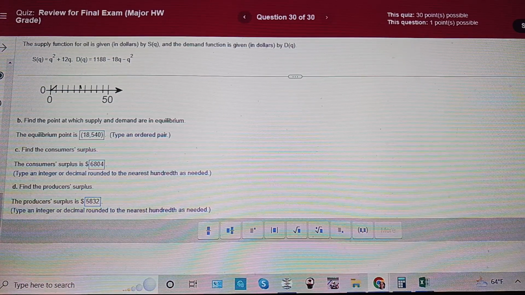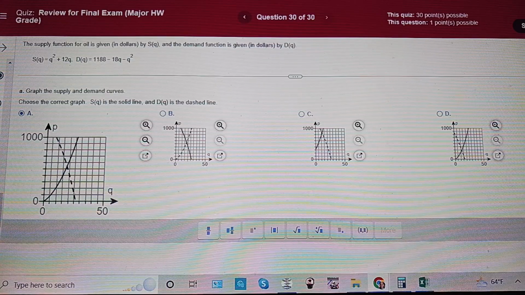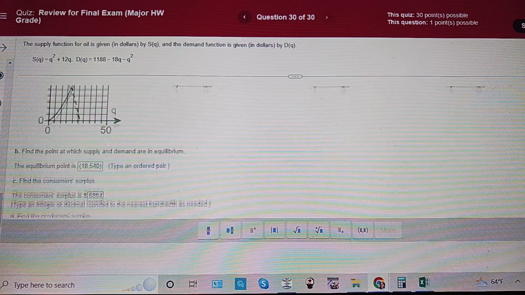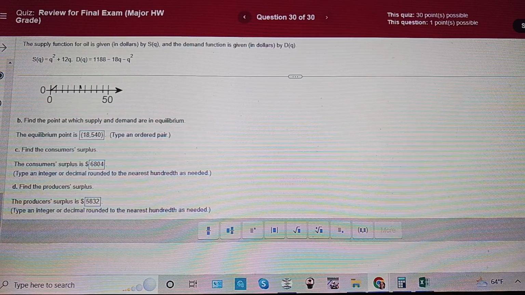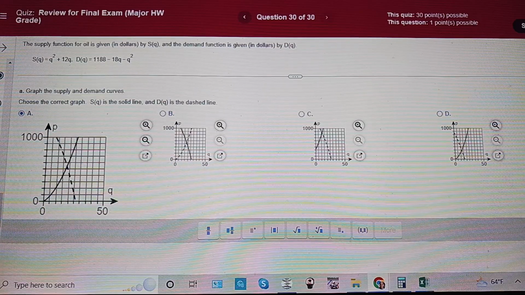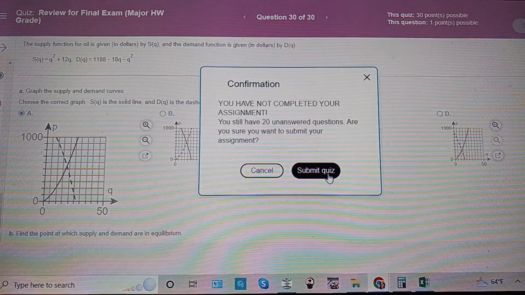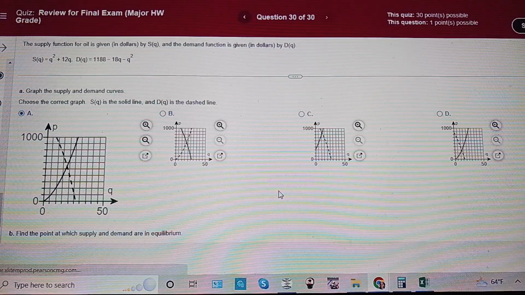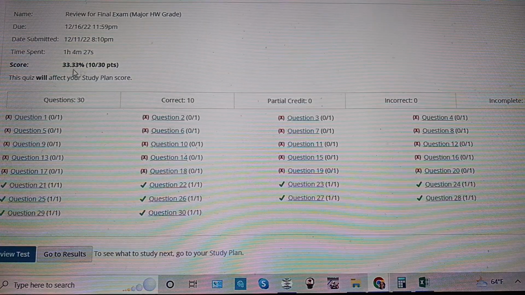Okay, so that's the final thing we did in the class too, was the producers and consumer surplus. That was the very end of section 7.5, and that's a good business application too. So we've now answered all 30 questions. Submit this. Did we get a 33? Yes, we did. 33.333. So I got all 10 of those questions correct, 21 through 30.